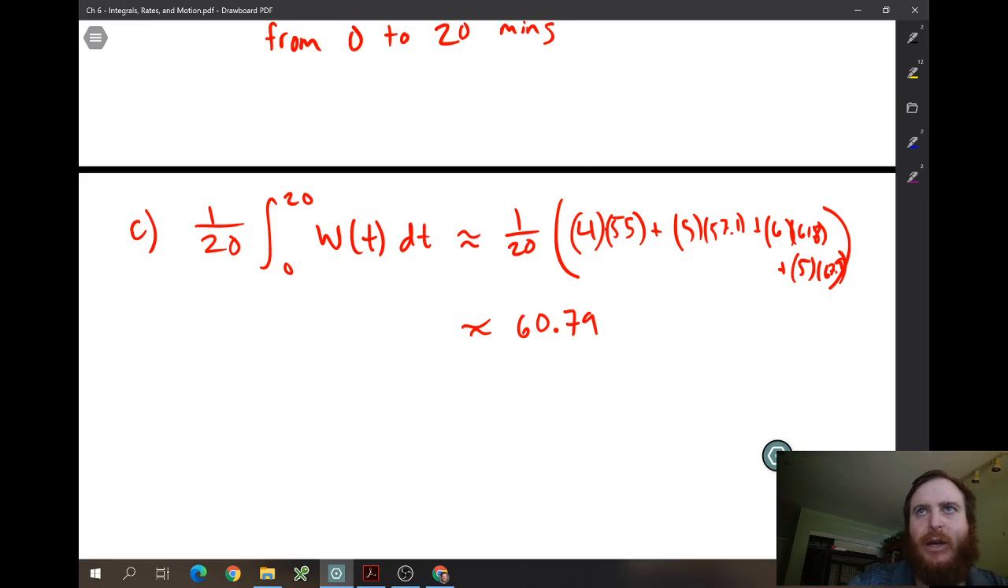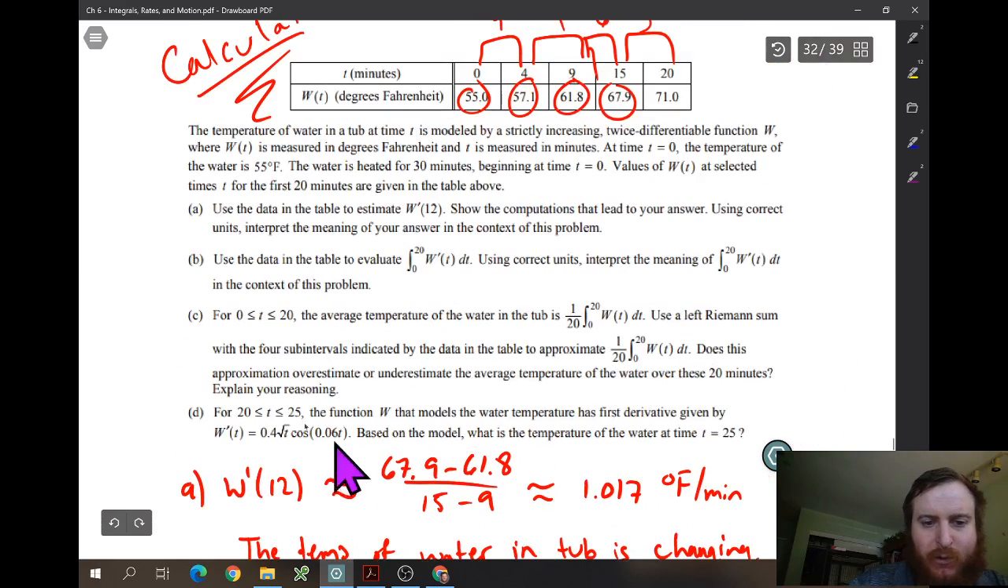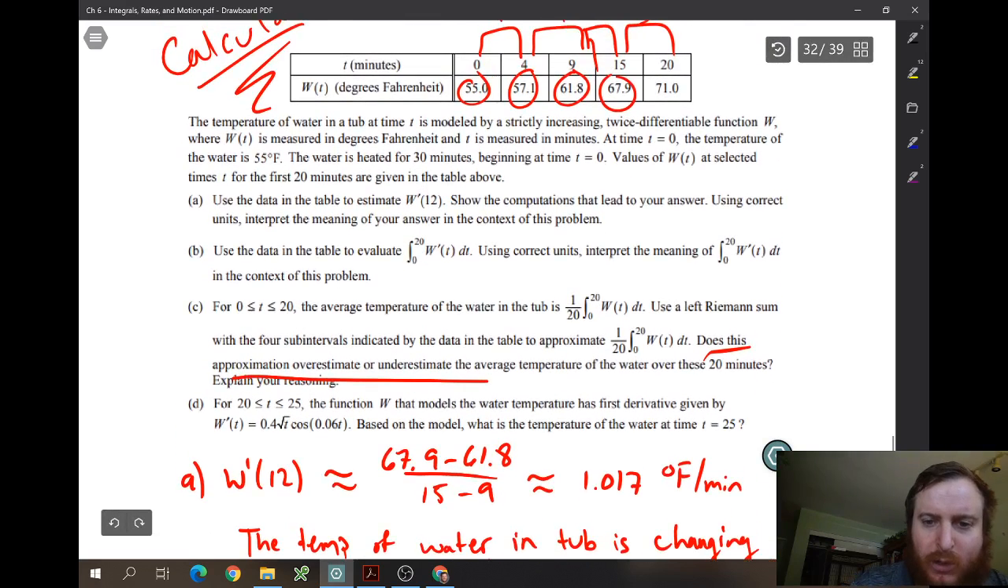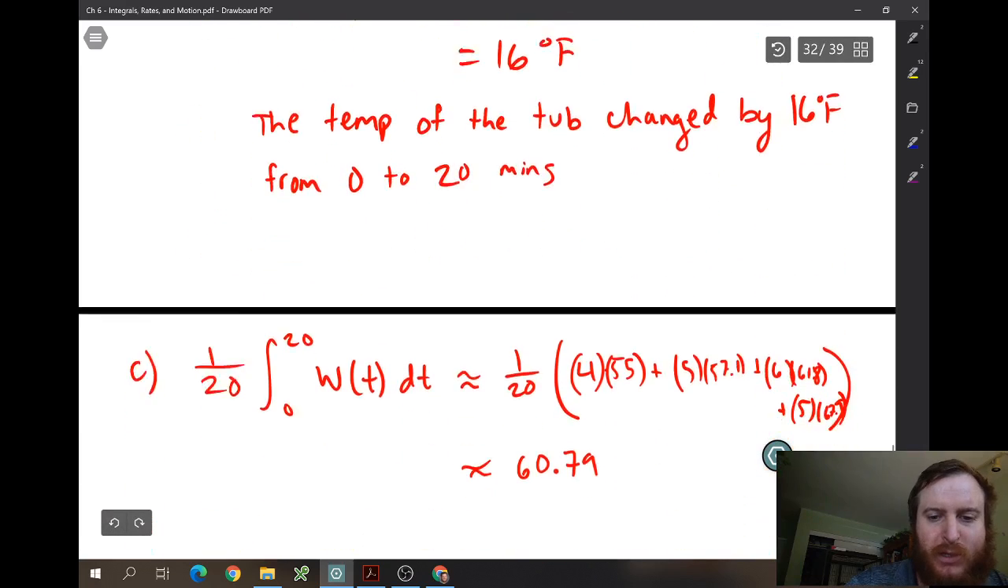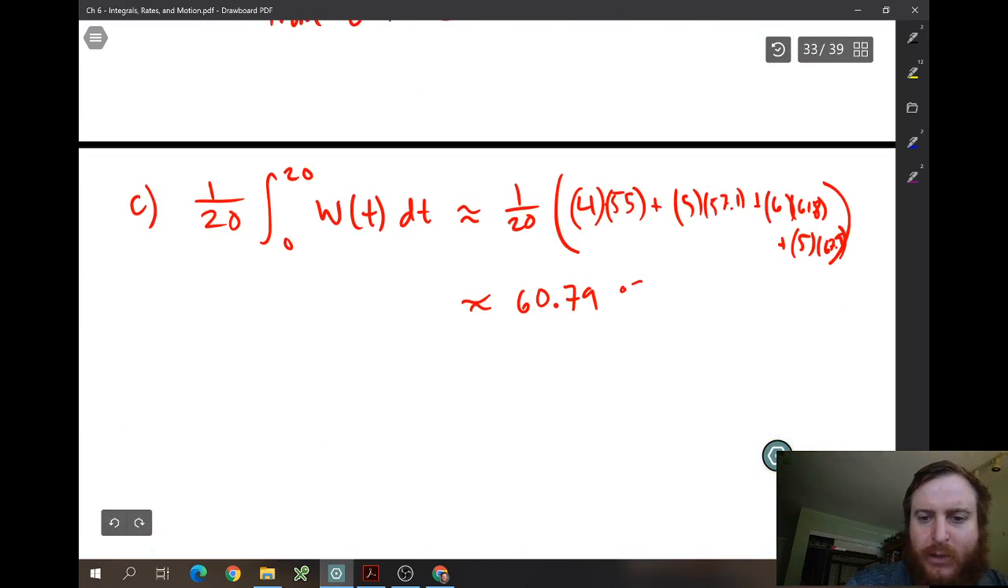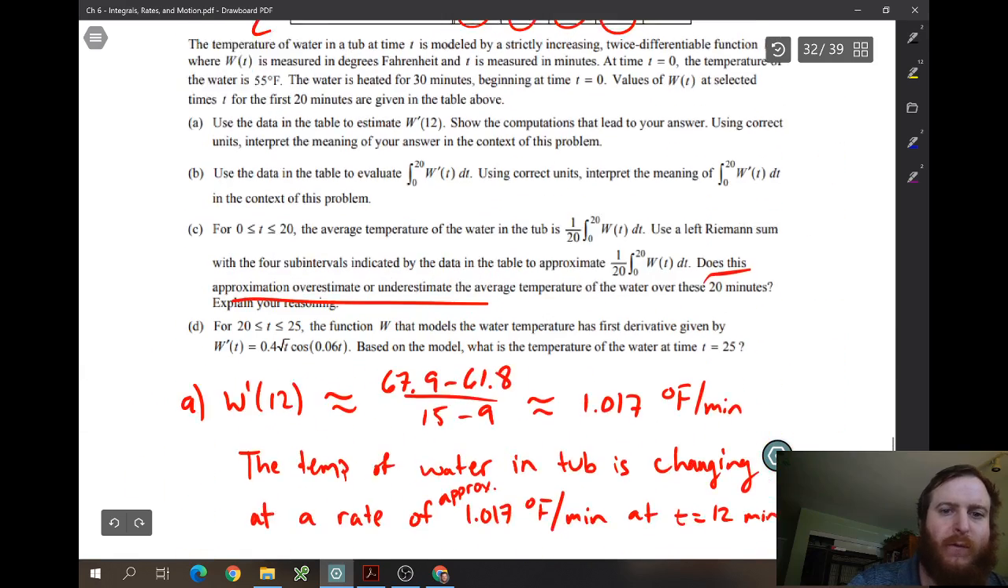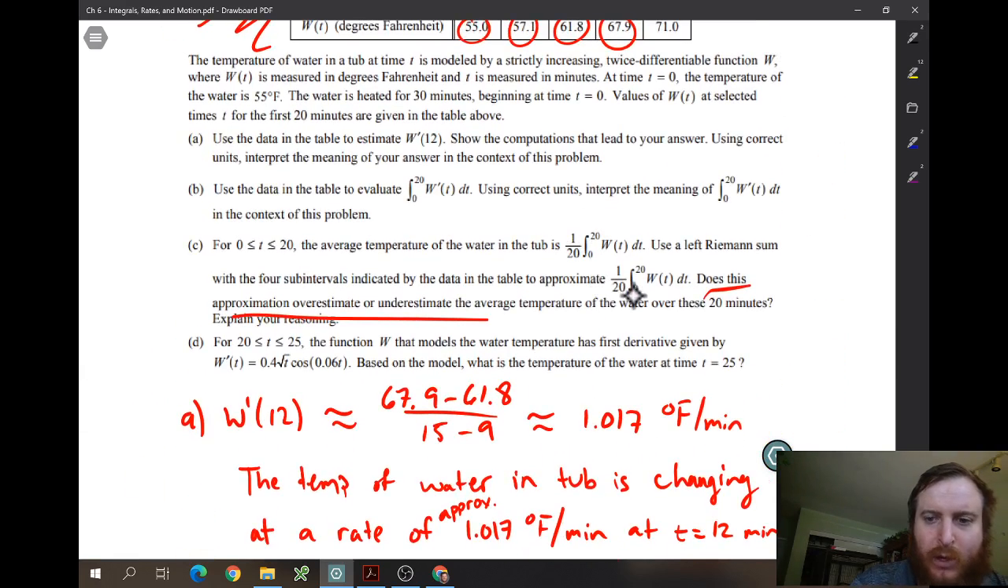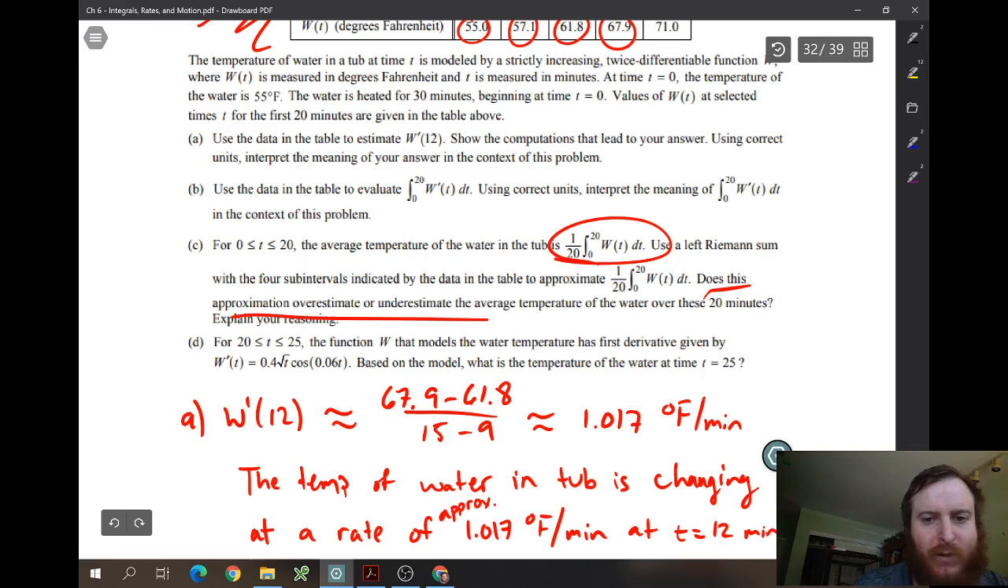But it says, is this an over or under approximation? Make sure we read the whole question. So is this an overestimate or an underestimate? Oh, and the units, this is my fault. We do need the units because it's the 1/20th, right? When we do this 1/20th integral, we always keep the units the same. So our units are going to remain at degrees Fahrenheit. Whenever we do an average value, we keep our units the same. You should recognize that as the average value formula. So if they asked what does this represent, that represents the average temperature in the tub between 0 and 20. But they didn't ask us to explain it.